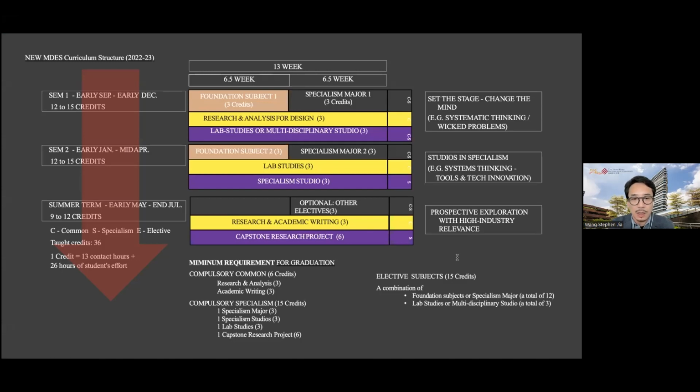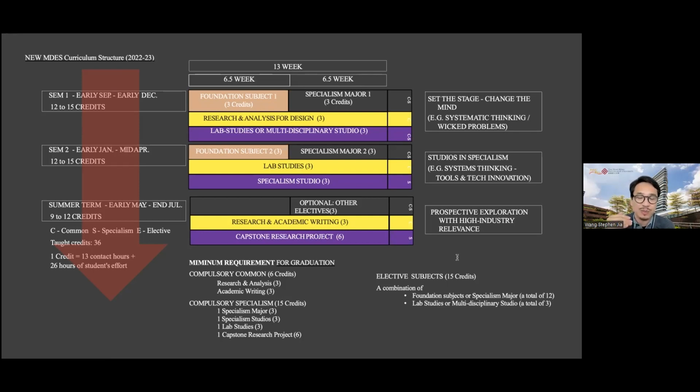Okay, so when we come to the curriculum, later in the coming session, your specialism leader will give you more detailed introduction of the curriculum. I just here give you a very general design of the overall curriculum. And this is a 3 terms program, including term 1, 2, and summer term. And in total is 36 credits. So which means 36 divided by 3, which is 12 credits per term average.